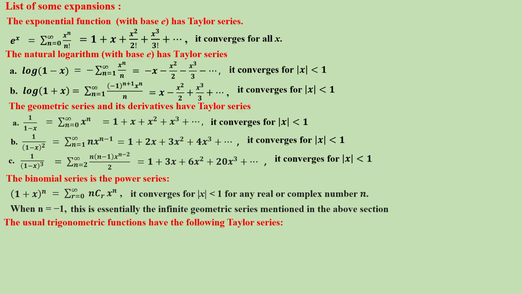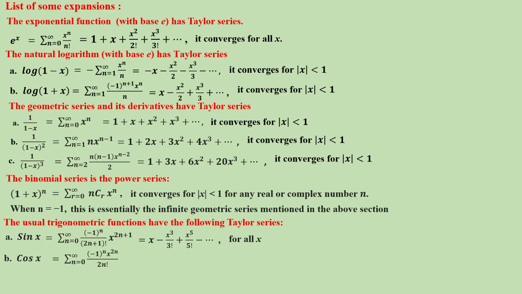The usual trigonometric functions have the following Taylor series: sin x expansion, summation n is equal to 0 to infinity minus 1 power n by 2n plus 1 factorial x power 2n plus 1, that is x minus x cube by 3 factorial plus x power 5 by 5 factorial minus etc. for all x. Similarly cos x, which is equal to summation n is equal to 0 to infinity minus 1 power n x power 2n by 2n factorial, 1 minus x square by 2 factorial plus x power 4 by 4 factorial minus etc. for all x.